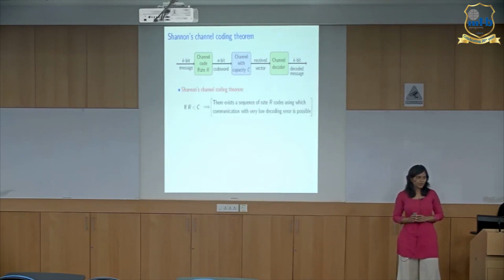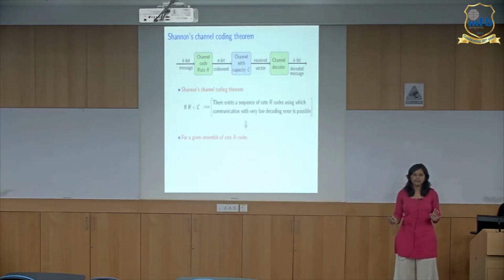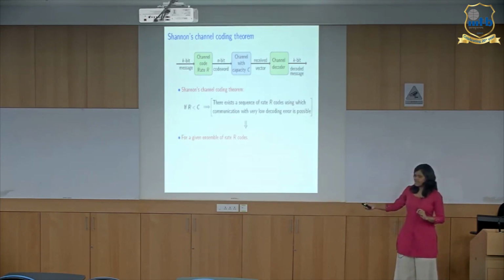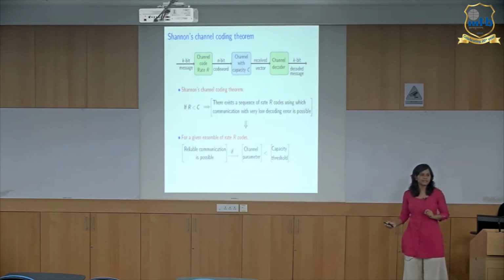Now for this talk, I will consider an equivalent formulation of this statement. Now suppose we have an ensemble of rate R codes. That is, we have all possible channel codes of increasing length, but the rate of these codes is R. Then for such a set, reliable communication is possible for all those channel parameters which are less than the parameter which corresponds to the capacity threshold.